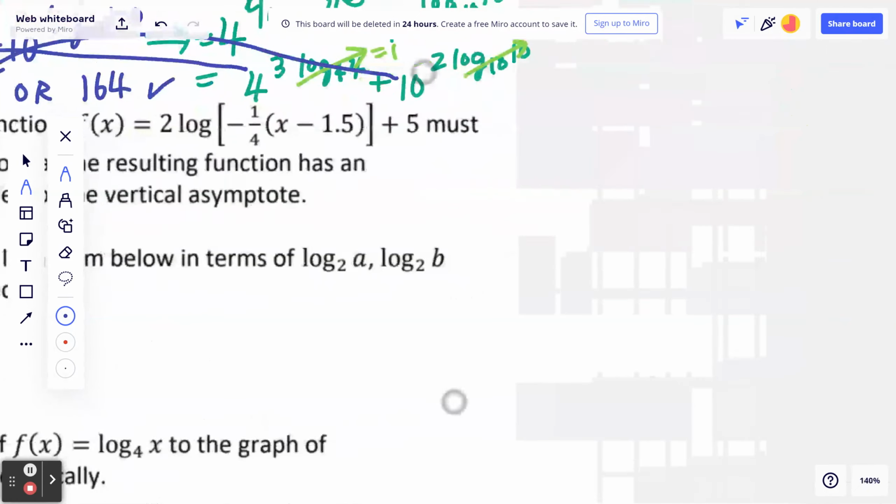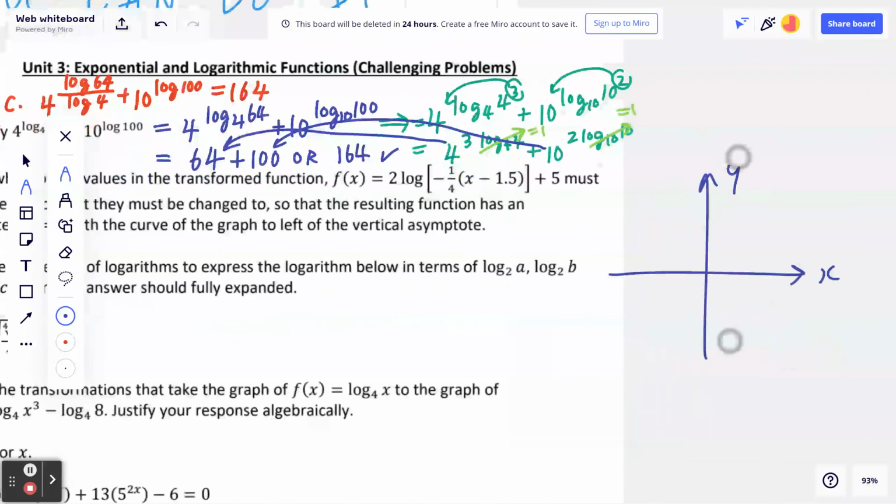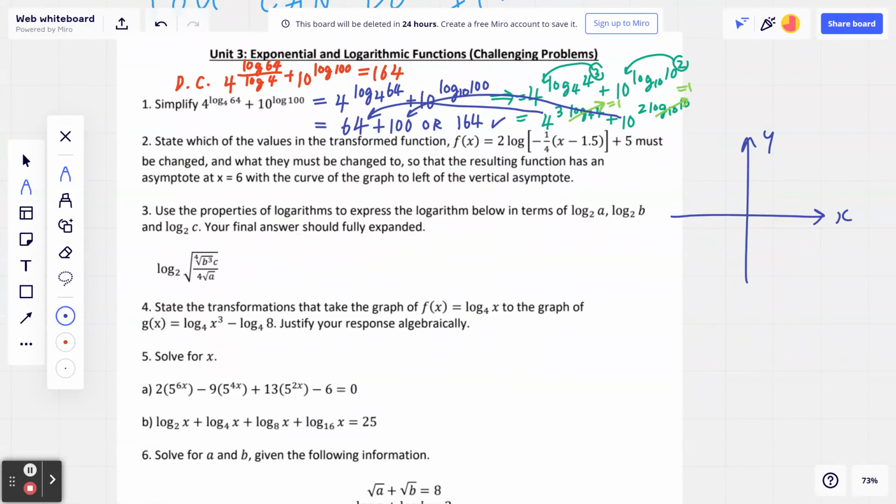So again, step 1, draw a diagram. If you really think about this, you're basically thinking about the graph exactly to the left of x equal to 6. So in a different color, if I start with the vertical asymptote, x equal to 6, I'm expecting the graph to be somewhere here. So I'm drawing a circle, just saying that this is where the graph is going to be located.